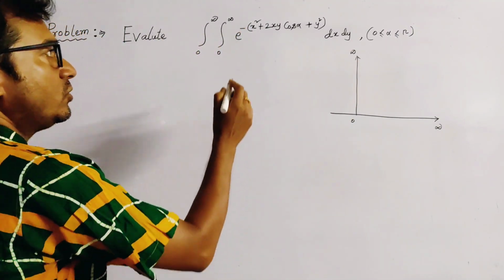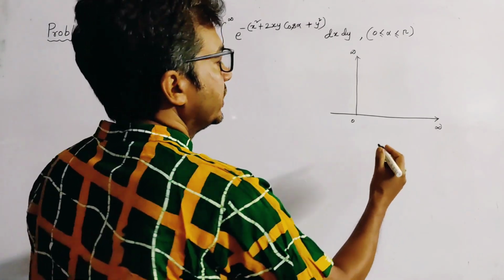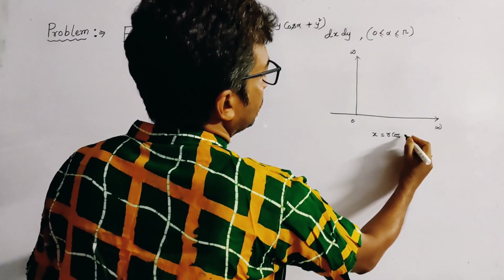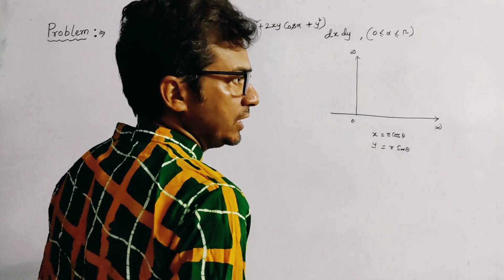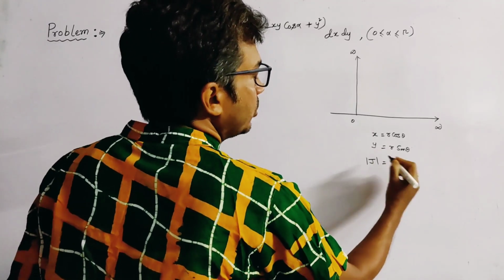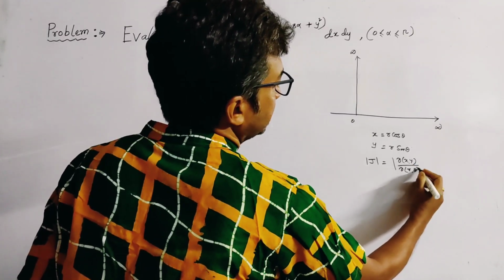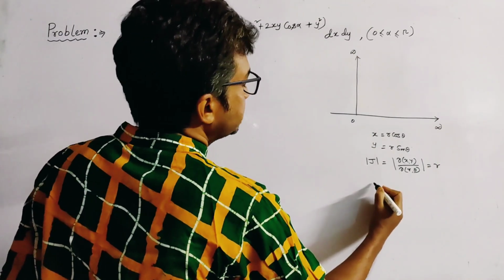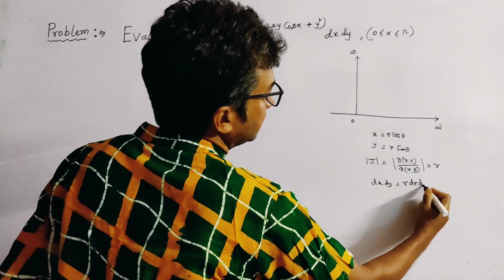Okay, now we first transform this integration into polar coordinates. So we put x equal to r cos theta and y equal to r sin theta. And we know that the mod of the Jacobian of this transformation, del(x,y) by del(r,theta), is equal to r. And the transformation gives dx dy equal to r dr d theta.